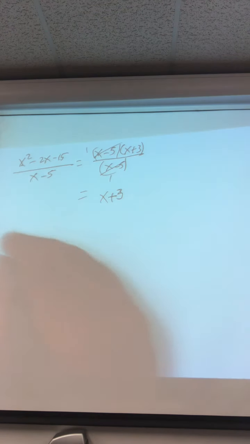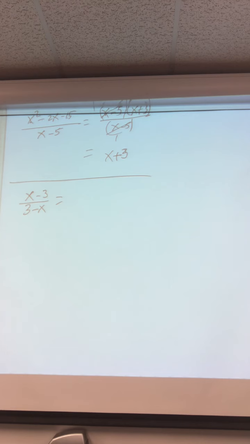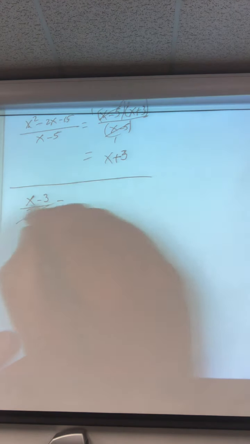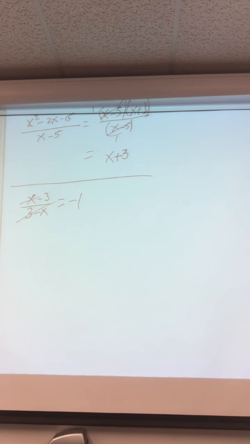Okay, let's do another one. This one's real simple, but it just brings back the point that I wanted to say. X minus 3 over 3 minus x. Well, there's nothing to factor here because those won't factor. However, what did we say about x minus 3 and 3 minus x? They are negative factors of each other. So when you cancel, it just leaves negative 1.